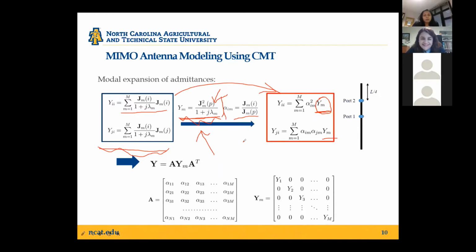Yeah, J is the current, yes. Okay, so G square divided by 1 plus J lambda M, that is supposed to be admittance. These equations are pretty much what people working on characteristic mode theory are used to. So maybe because you're not so used to characteristic modes, it's typical of the characteristic, the impedance.